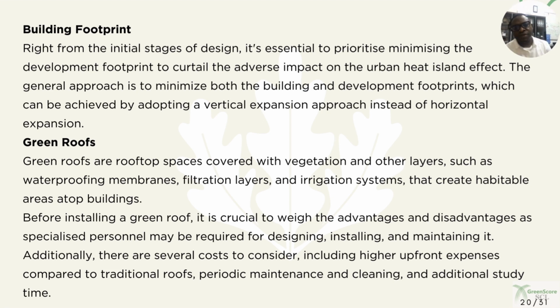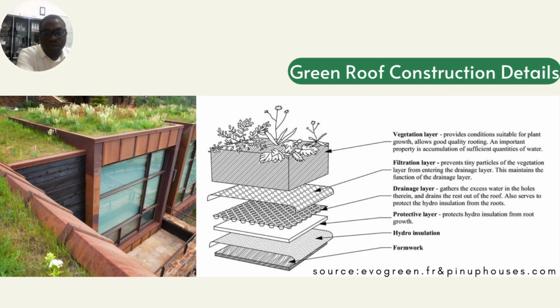Alright, another approach to reducing heat island effect is the green roof, which are rooftop spaces covered with vegetation and other layers such as waterproofing membrane, filtration layers, and irrigation system that create a habitable area on top of the buildings. So this is another way to ensure that heat island effect is reduced in your green building. And you can see an illustration here of the construction details for a green roof: the formwork, which is the structure to guide what is coming on top of it, hydro insulation, the protective layer, the draining layer which sees runoff, the filtration layer, and of course, you have the vegetation layer.